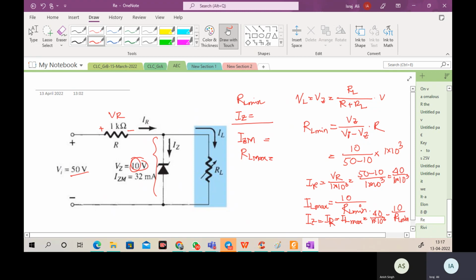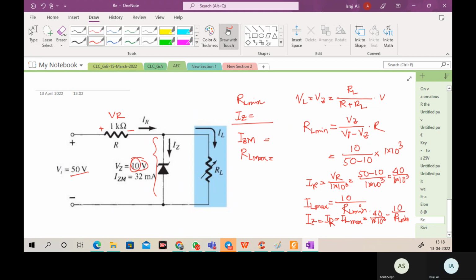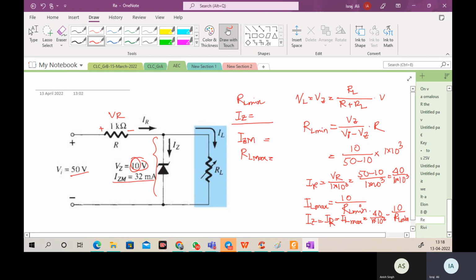On the similar way, IZM we need to find out. So what is that? The power rating has been given. IZM is already given, 32 milliampere. So no need to find out, 32 milliampere. And if we use 32 milliampere, from that we can find out what will be the RL max.